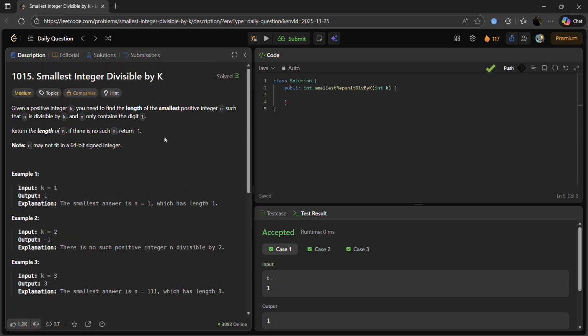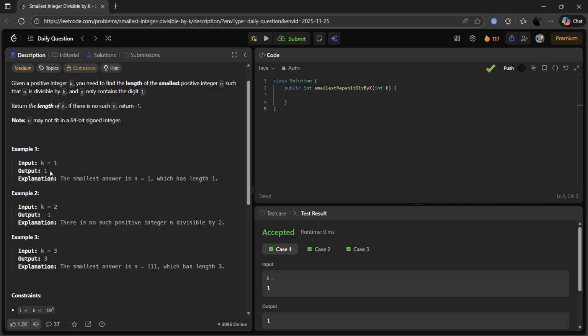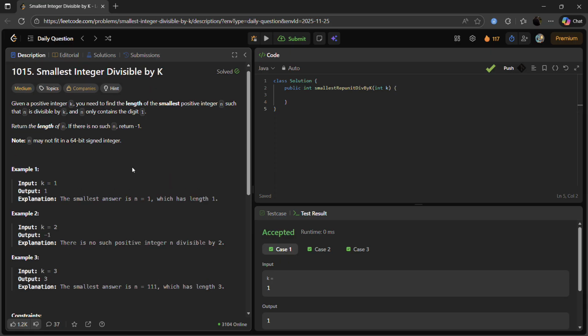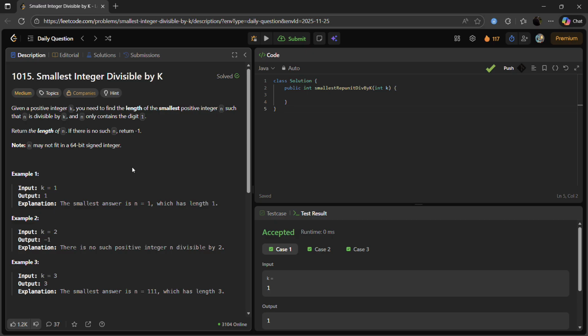So if you look closely at this problem, there is a base condition. Exactly what we are going to do is generate 1, then 11, then 111, and we check for each one whether that number is divisible by k or not. If the number is divisible by k, we return the length of that number. If it is not divisible by k, we try the next combination. Let's say if 111 is not divisible by k, we go for four ones.